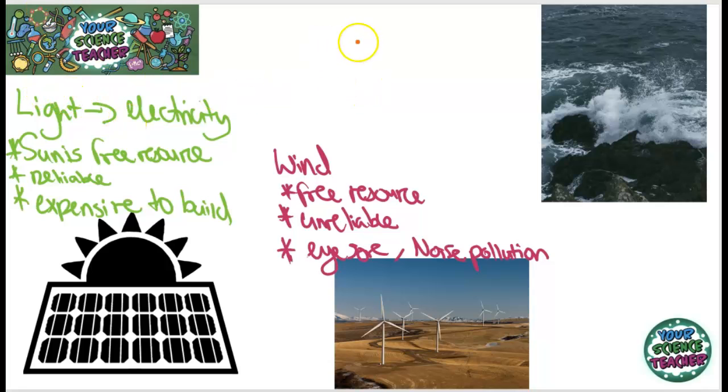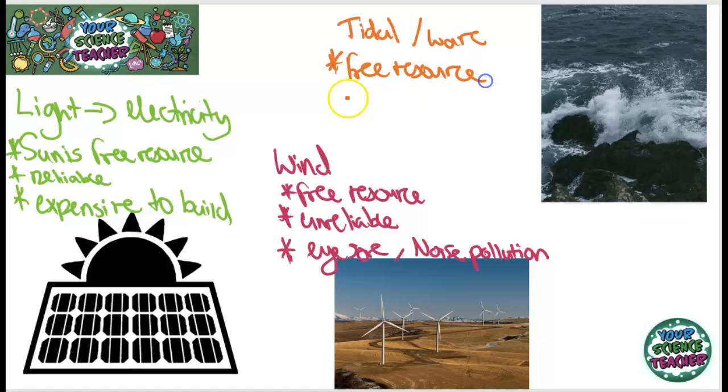So let's look at another free resource as well, and that is the tides. So you can get tidal and wave power. They're two actually separate ways of generating electricity, and they use the force of the water coming into the shore in order to generate electricity. So that's converting the kinetic energy of the water into electricity. Obviously, it's a free resource again, isn't it? Because the water is already there. Also, it's incredibly reliable. You're always going to get the tides. And most days you're going to get waves of some sort coming in.